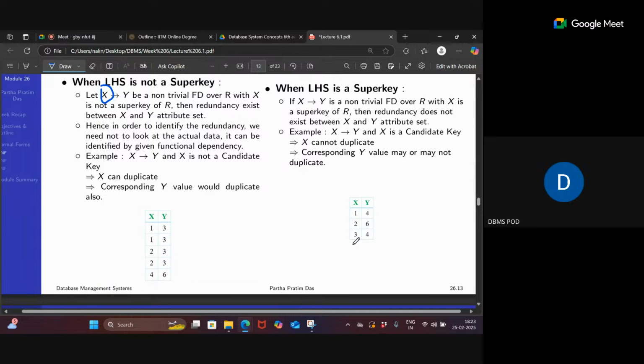If there exists another attribute, like here, Y determines X is false, because for 4 it is first 1, and for 4 here it is 3. For the third record you can see Y determines X is false, but X determines Y is true. But you can say the data is not redundant because X is a super key here. X values are unique. It is a super key. That's why there is no redundancy here.